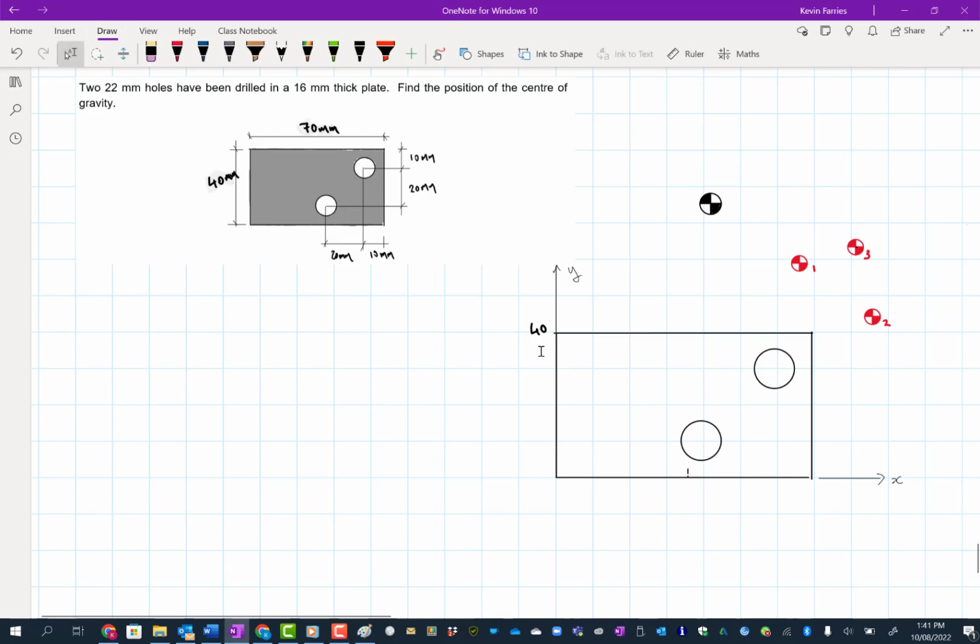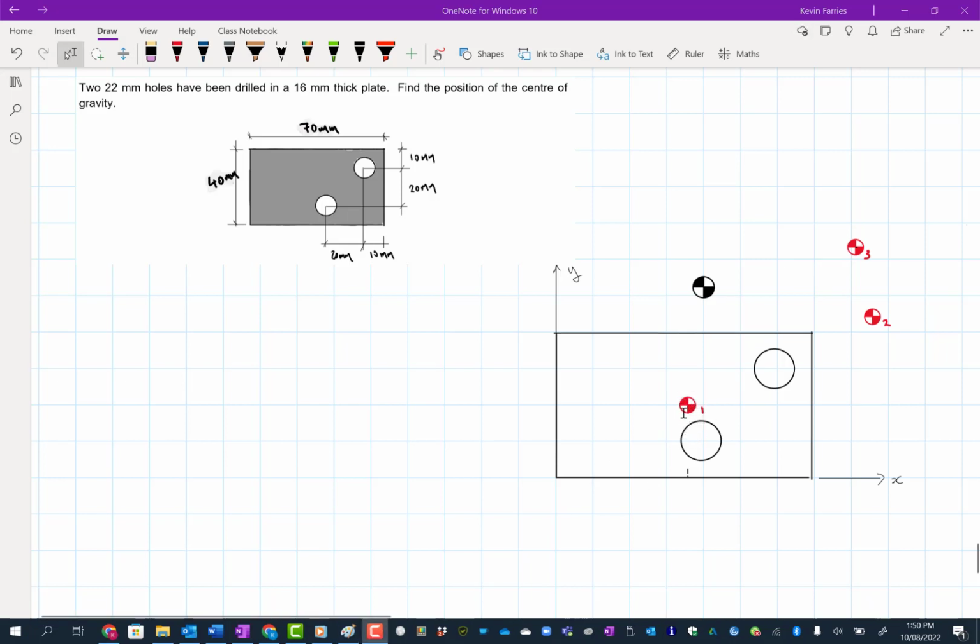Shouldn't really have had that on there. Let me just get rid of that just now. What we'll do is we'll just think about this practically first. So think about the center of gravity of the whole shape. So we're going to have a center of gravity for that rectangle if it didn't have any holes in it. So that would be easy enough. It would just be at the center of the rectangle.